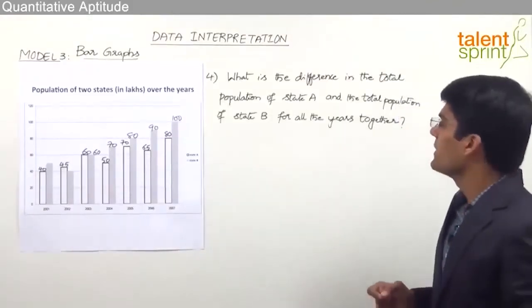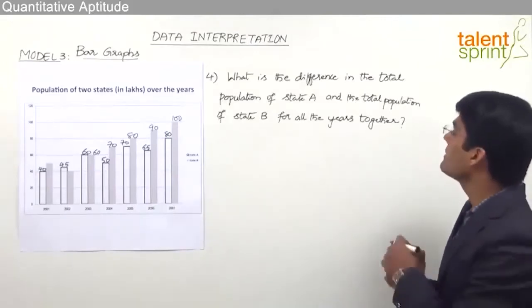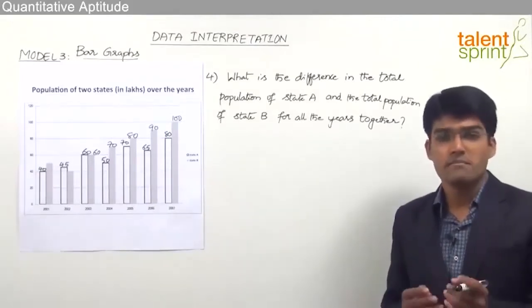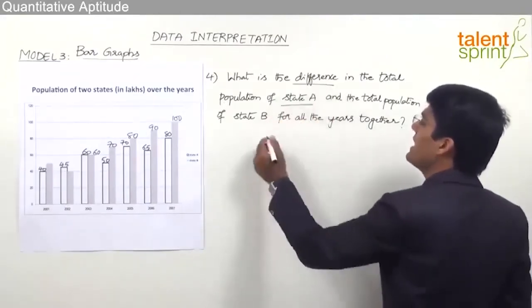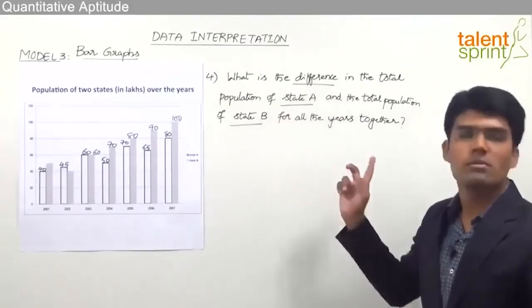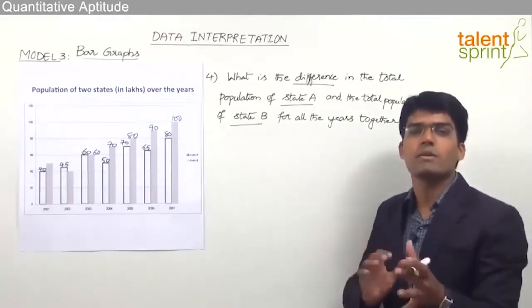The fourth question given here is, what is the difference in the total population of state A and the total population of state B for all the years together? Now that's a simple question. Here we have to find out the difference in the total population of state A and total population of state B for all the years together. So find out the total population of A, total population of B, and then take the difference. That is what the question says.